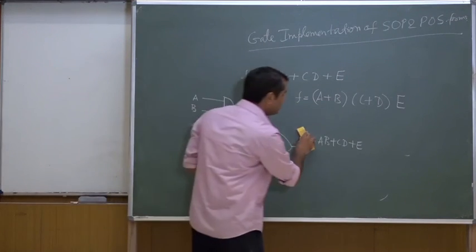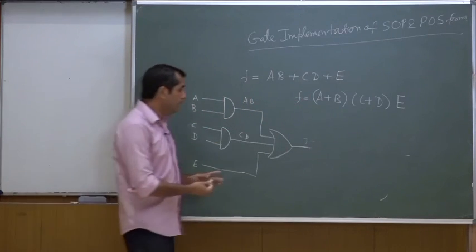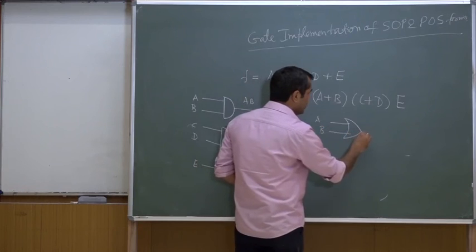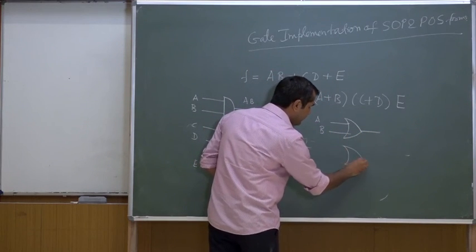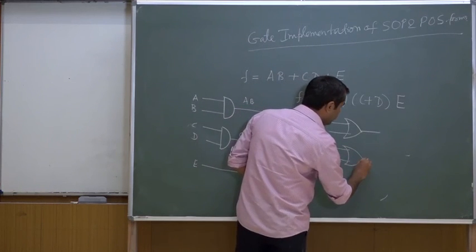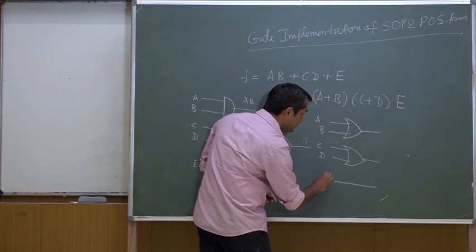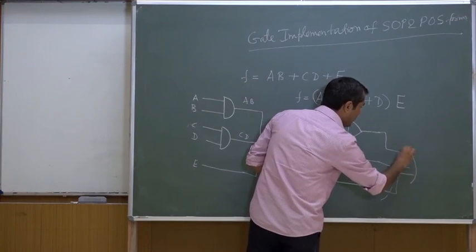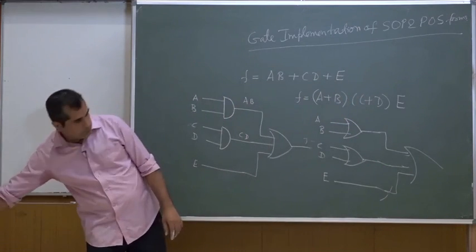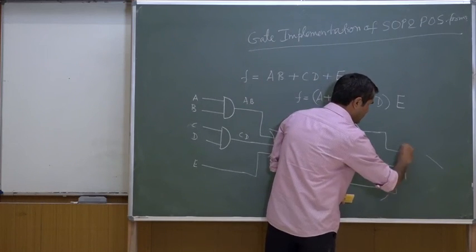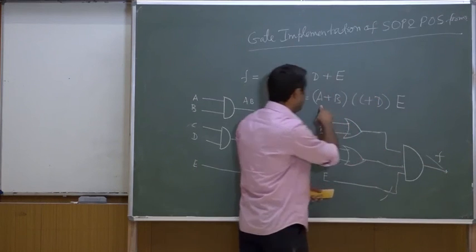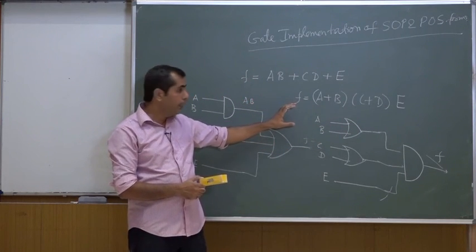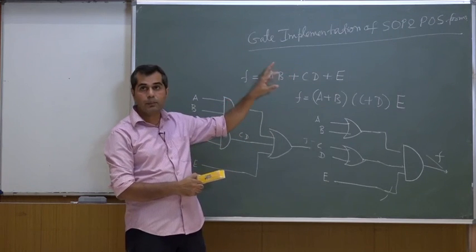For this second case, again in the first stage, I will have two OR gates. The first will receive A and B as input and give A plus B. The second OR gate will receive C and D as input and give C plus D. And I will take one input E here, and in the second stage, I will perform an AND operation to write the final function A plus B, C plus D into E. So, this is the normal implementation using AND gate and OR gate for sum of product and product of sum forms.